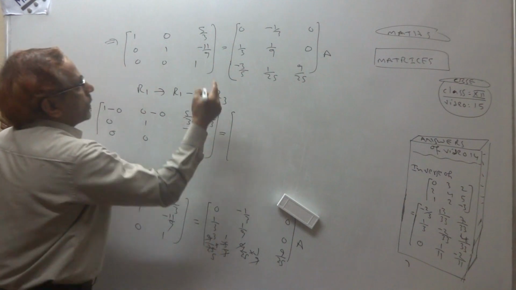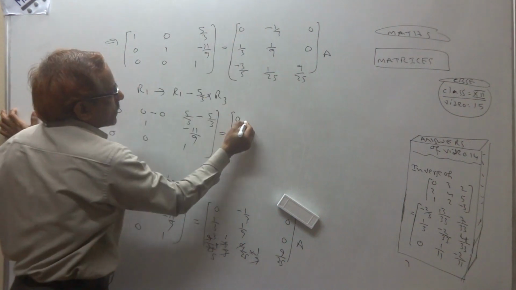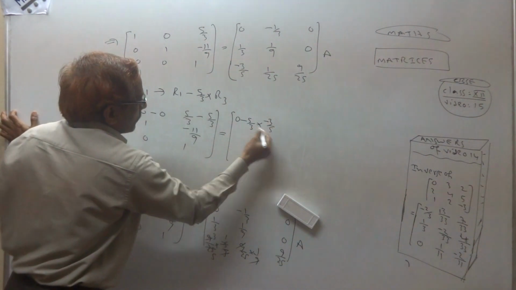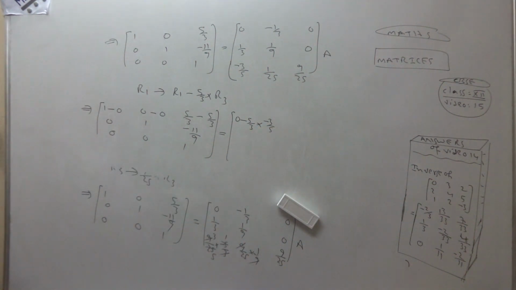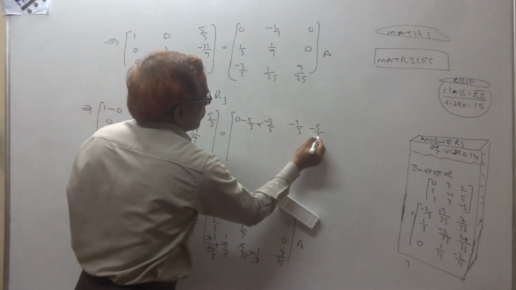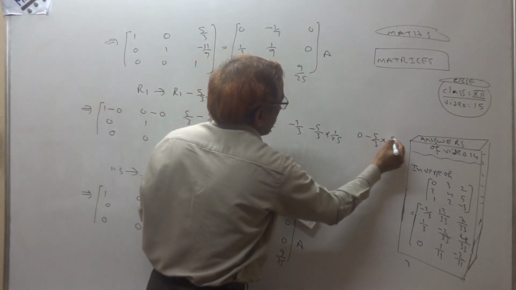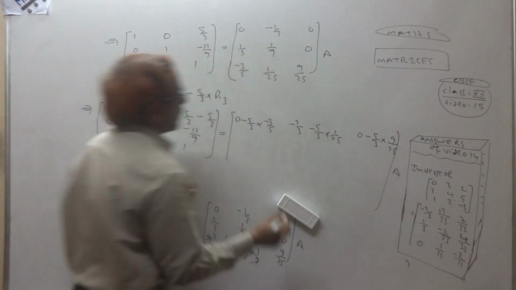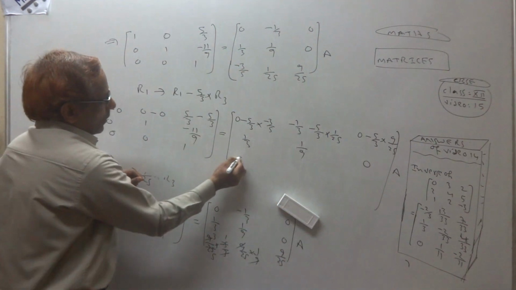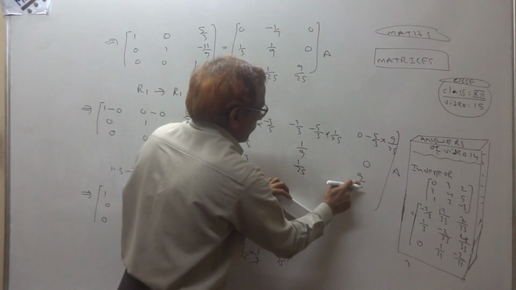Here, R1 minus 5 by 3 R3. 0 minus 5 by 3 into minus 3 by 5. Yes. 5 by 3 R3 minus 1 by 3, minus 5 by 3 into 1 by 25. 0 minus 5 by 3 into 9 by 25. And everything same. 1 by 3, 1 by 9, 0. Minus 3 by 5, 1 by 25, 9 by 25, everything same.